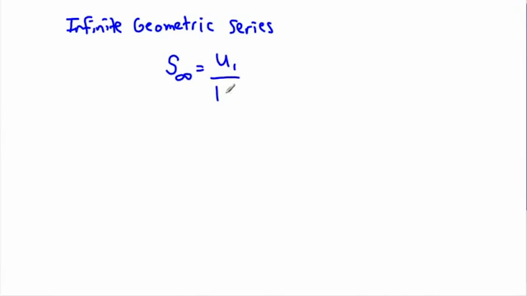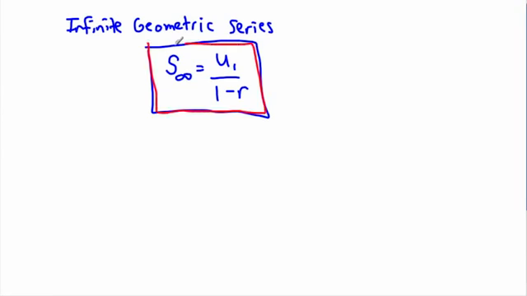So this is the infinite geometric series. Here's the equation for it. Remember, series means sum of all the terms. So it goes like this: S infinity. And it's really, really simple. It turns out it's just u1 over 1 minus r. That's the equation. Okay, that's it.